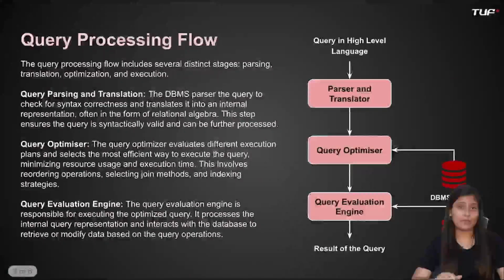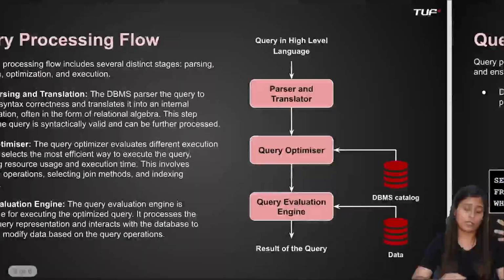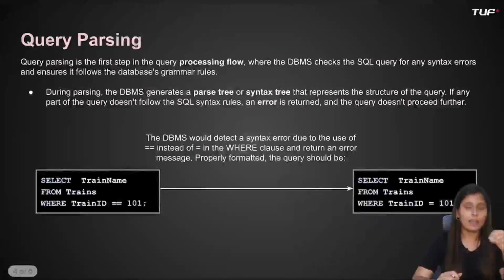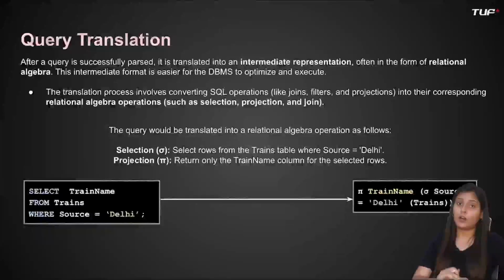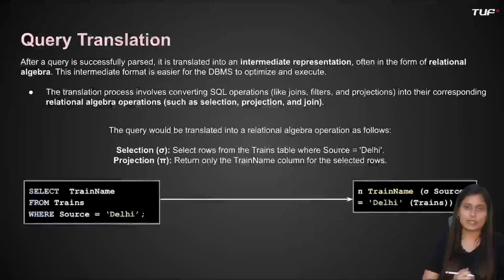The first step in query processing was query parsing, where we were checking if there is any syntactical error or not. If there is any error, then we won't proceed further, or if there is not, then we'll proceed further. Then the second step was translation, where the actual SQL query was translated into a relational algebra query, which we will learn in our upcoming slides, how we actually convert into the relational algebra query.